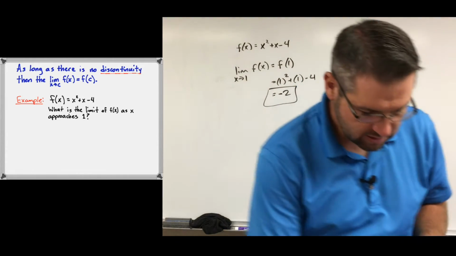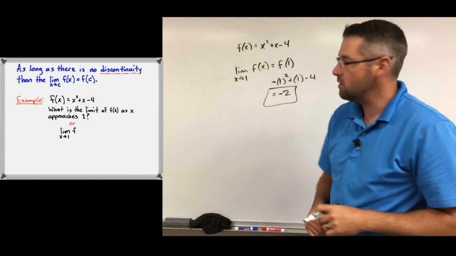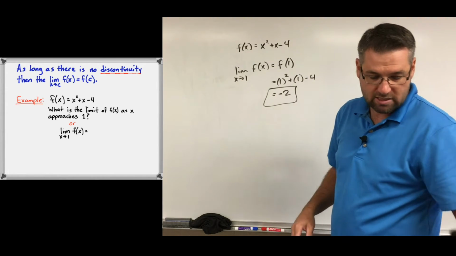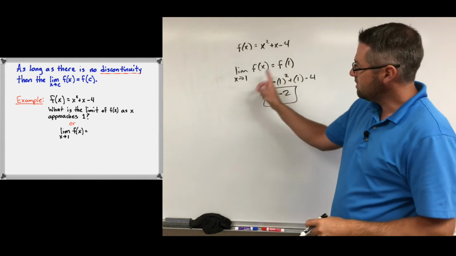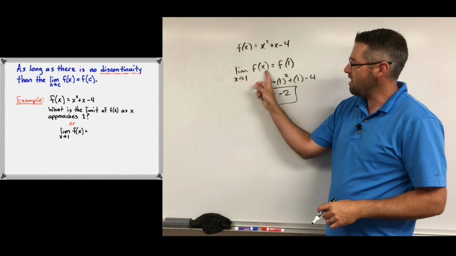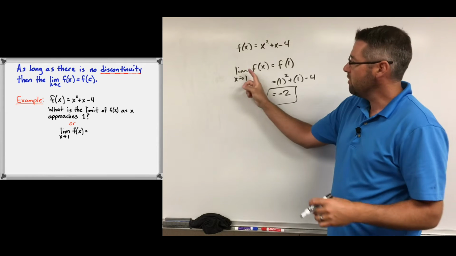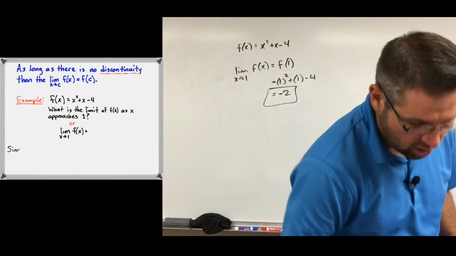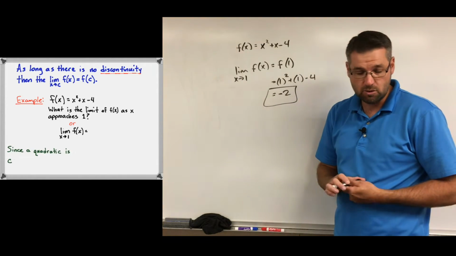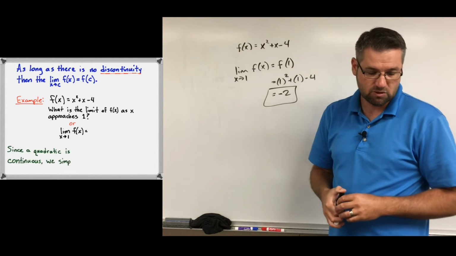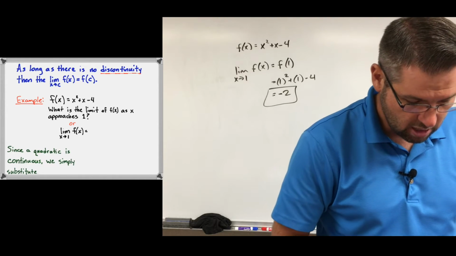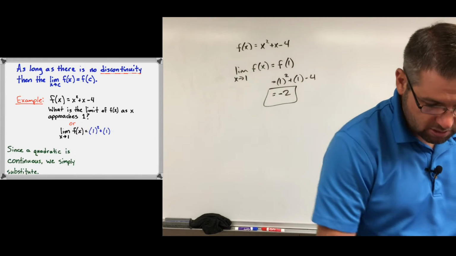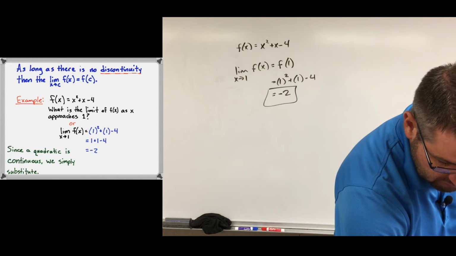Okay? So as long as the function's continuous, all we have to do is substitute. And you can notice the notation here. I wrote it out in words. What is the limit of f of x as x approaches 1? This is how we say that. The limit of f of x as x approaches 1, or the limit as x approaches 1 of f of x. But the bottom line is, all we have to do is substitute, because this is a continuous function. A quadratic is continuous. Again, we'll get more into that in the future. So we end up with negative 2 there.